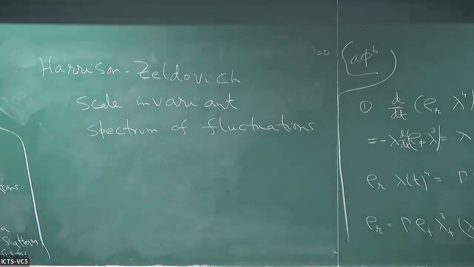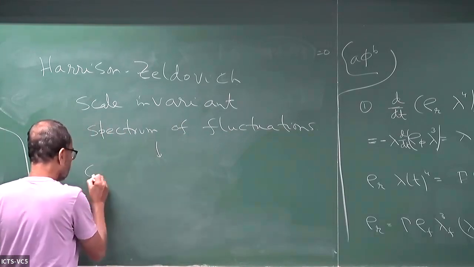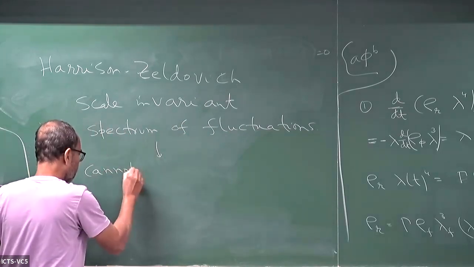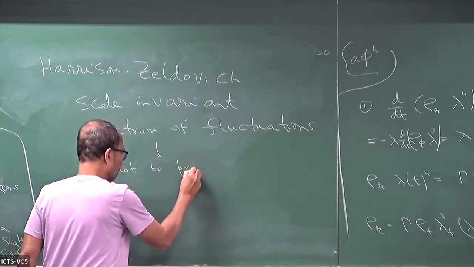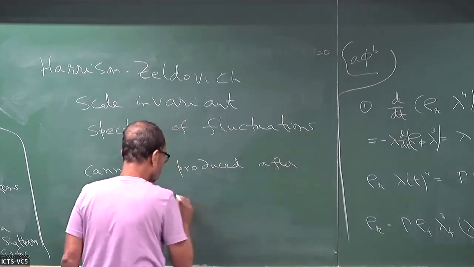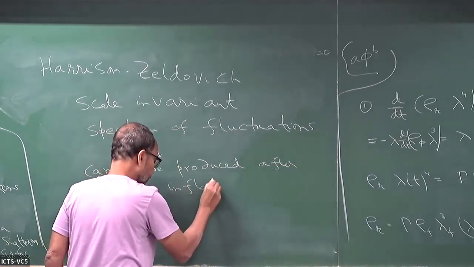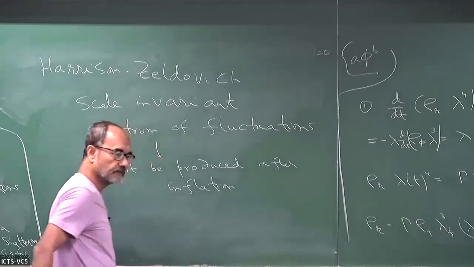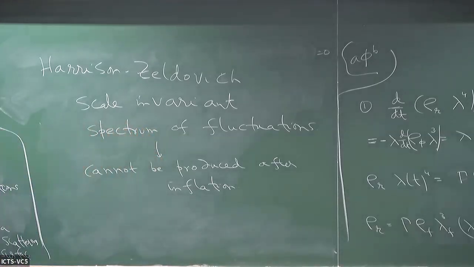And this cannot be produced after inflation. Because if it was the physics after inflation that produced these fluctuations, it would be limited to this 2-degree range. You cannot have produced fluctuations outside the 2-degree range.